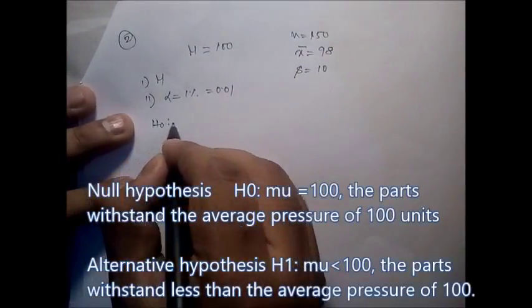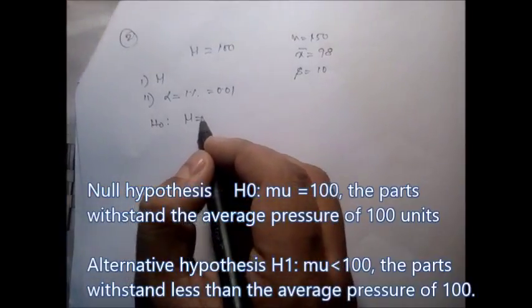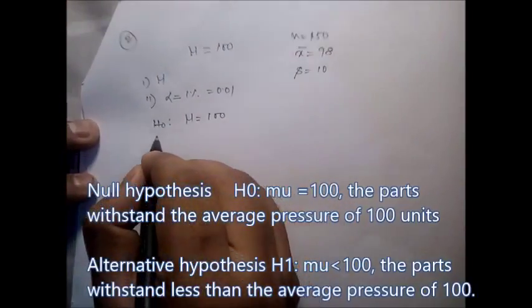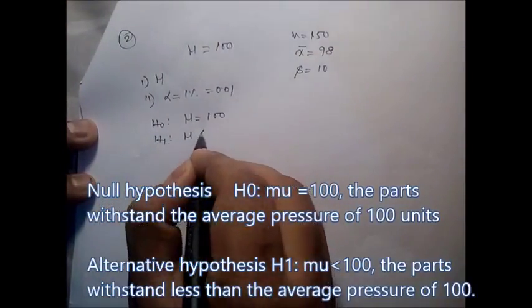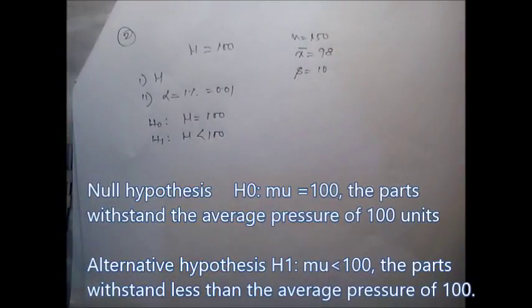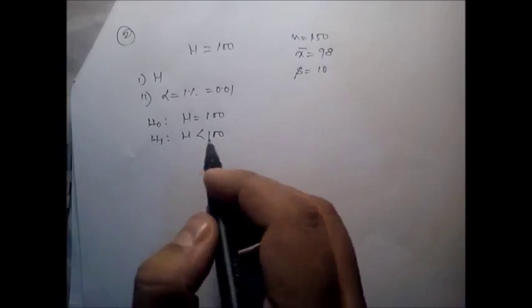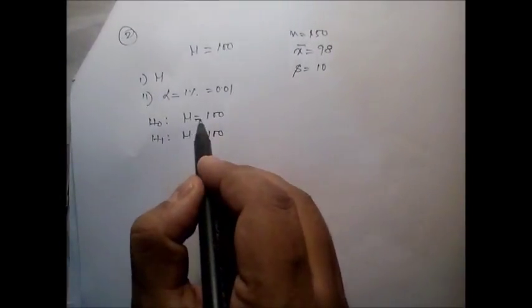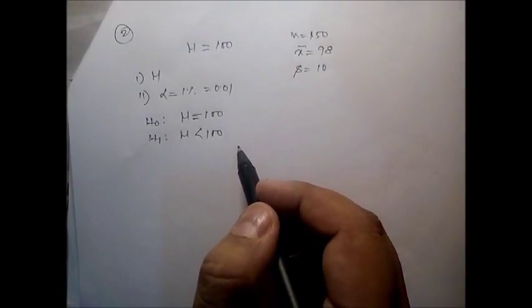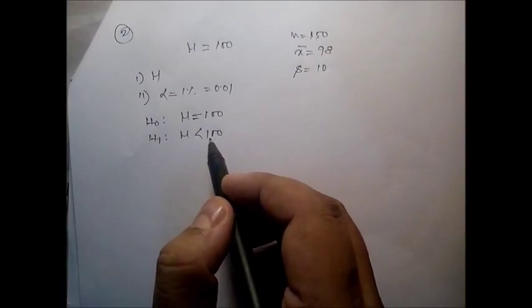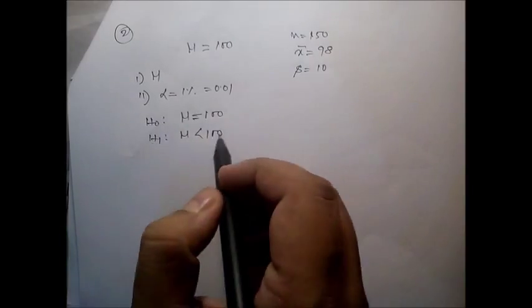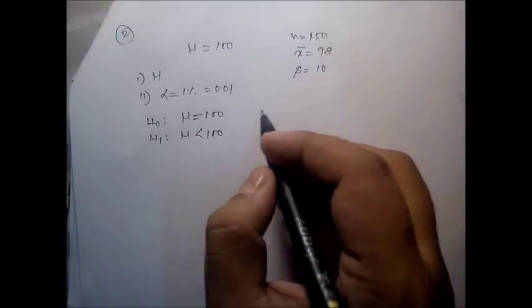Okay, so the null hypothesis is mu is equal to 100 and H1 is what? Mu is less than 100. Okay, so if the value of mu is more than 100, then it's no problem, but if it is less than 100, then it's a problem. So that's why we have chosen a left tail test.